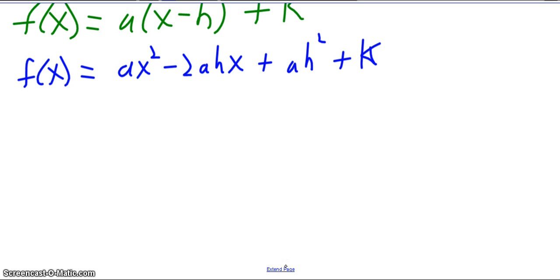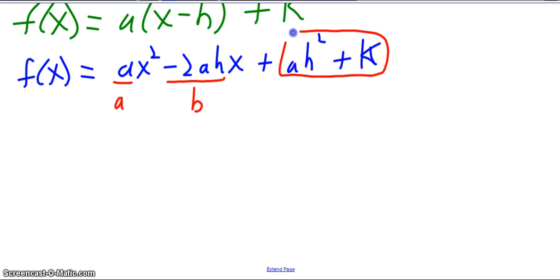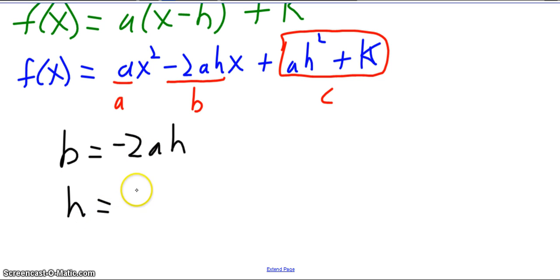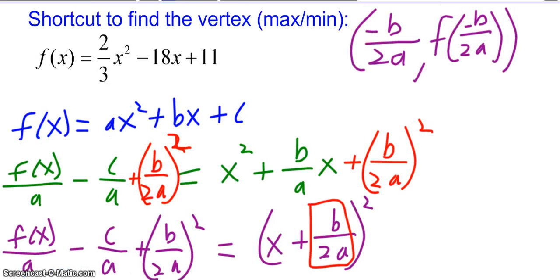And so you might be asking yourself, well, how is this really helping me? Well, if I isolate some things, so that's my a, which I know, so that's a. This right here represents b, and this right here represents c. So I can set up a little equation here for b. I know that b equals negative 2ah, so if I solve for h equals opposite of b over 2a.